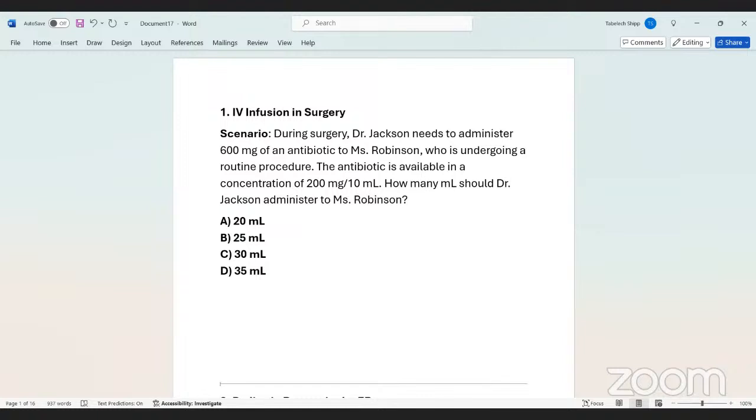During surgery, Dr. Jackson needs to administer 600 milligrams of an antibiotic to Miss Robinson, who is undergoing a routine procedure. The antibiotic is available in a concentration of 200 milligrams per 10 milliliters. How many milliliters should Dr. Jackson administer to Miss Robinson?